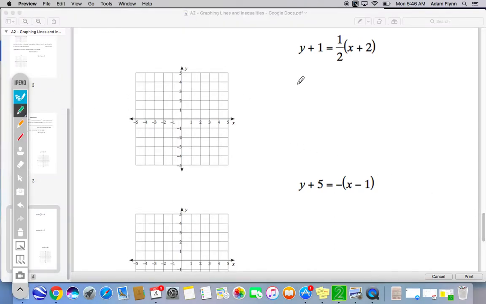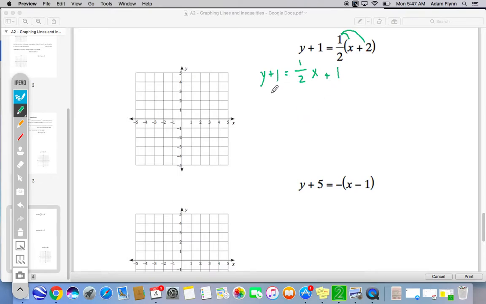So for this example, we have our y and our x on opposite sides, but our y is not isolated. And we have some parentheses here. So we know this equation is in point-slope form. So I know I have to distribute my slope. So I have y plus 1 equals 1/2 x plus 1.